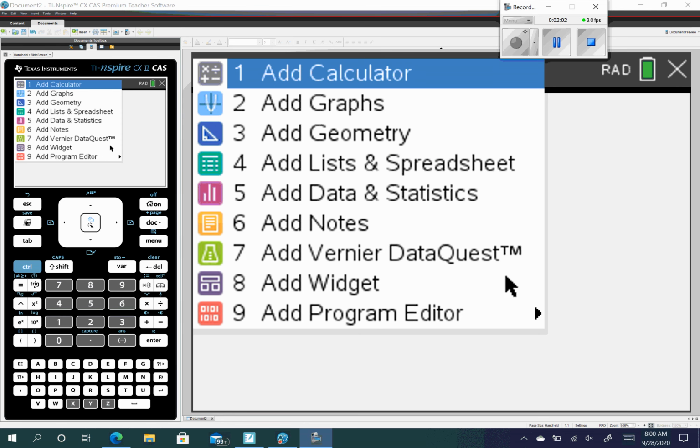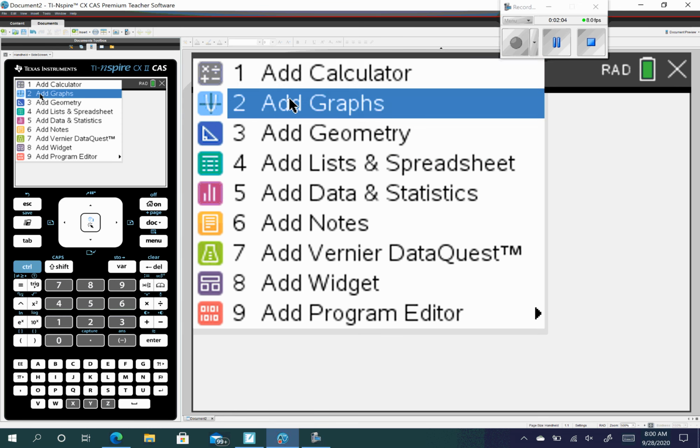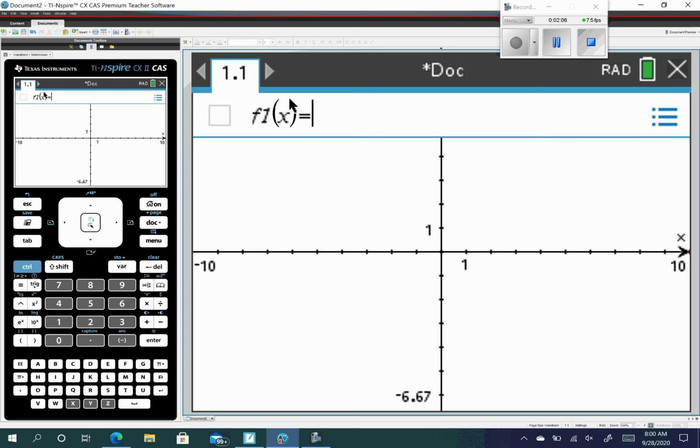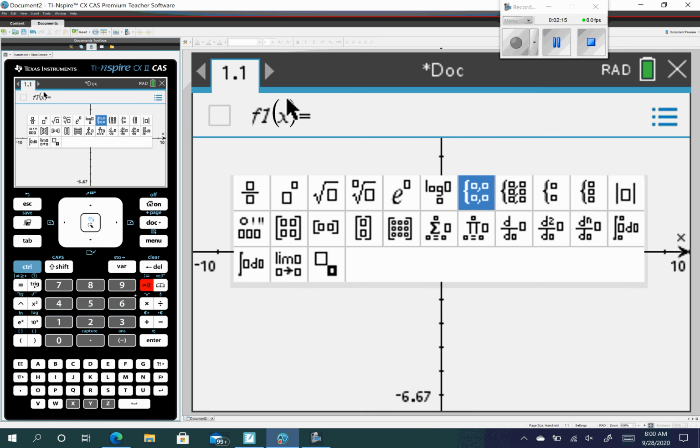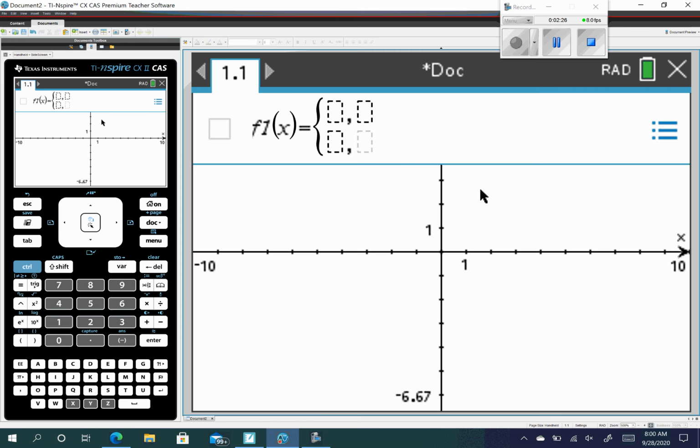Okay, so if we're in the calculator, go to add graphs, rather than a calculator page. All right, and we want to choose the button right next to the 9 here. So we're looking at all these options, and if you notice the one I have highlighted, we have a bracket, and we have a template here to type in our function, and then our constraints as well. So go ahead and hit that.